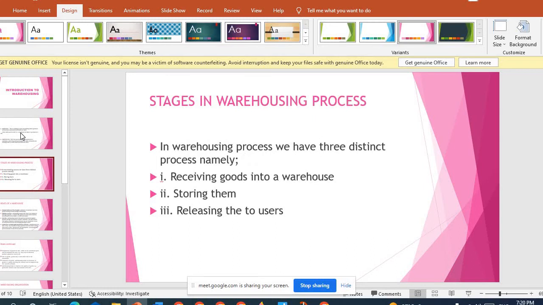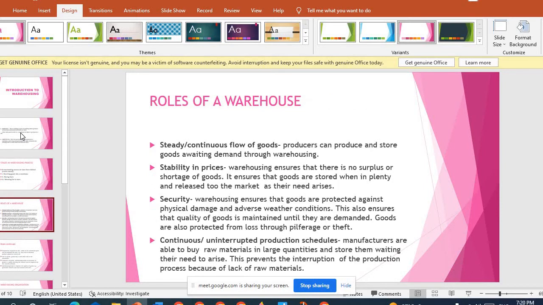In warehousing, we have stages, and there are three. The first stage is receiving goods into a warehouse, storing them, and then releasing them to the users. Then we have the roles of a warehouse. One of them is continuous or uninterrupted production schedules. This is whereby you buy raw materials in large quantities, then you store them, waiting for their need to arise. This is done in order to prevent interruption of production because of lack of raw material.